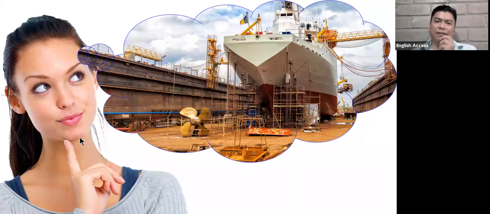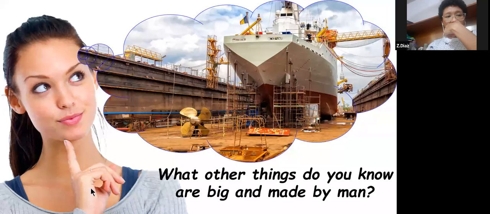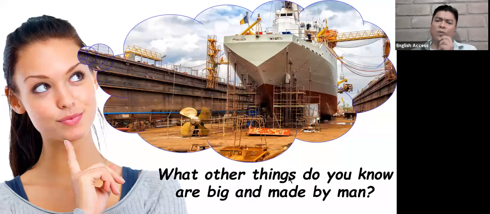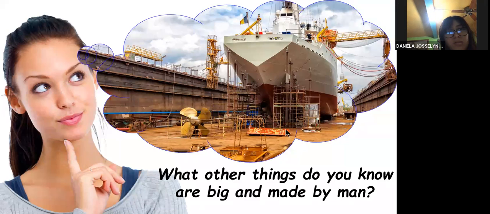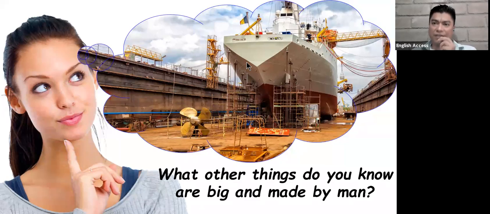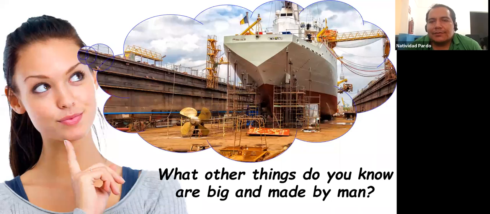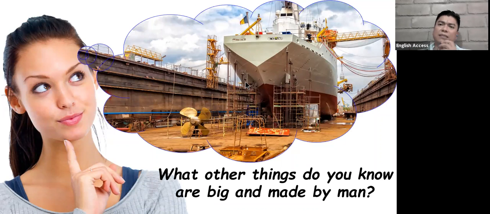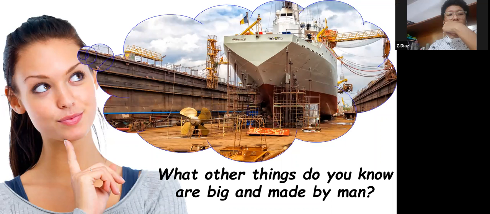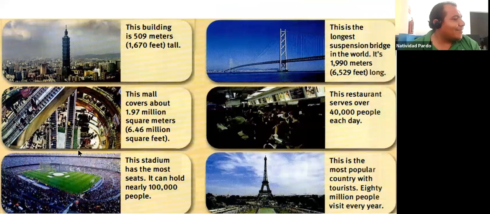So what is the girl thinking of? The construction of a boat. What other things do you know are big and made by man? The Eiffel Tower, yes. What else? What more? The Tower of Pisa. Yes, the Golden Gate. Ships and cars. Yes, big ships.